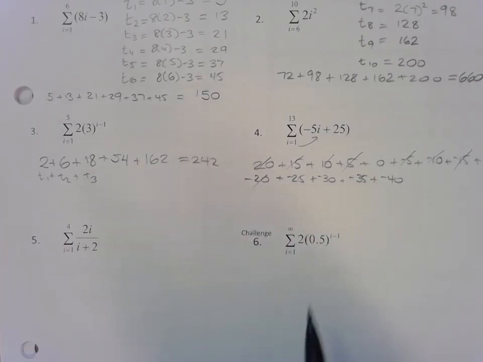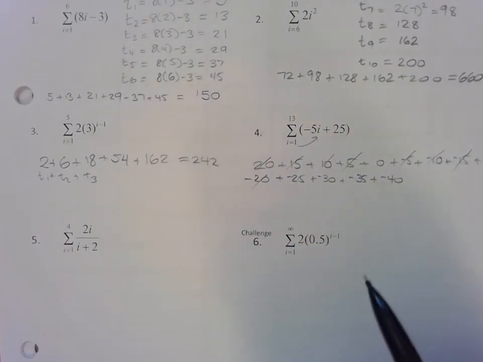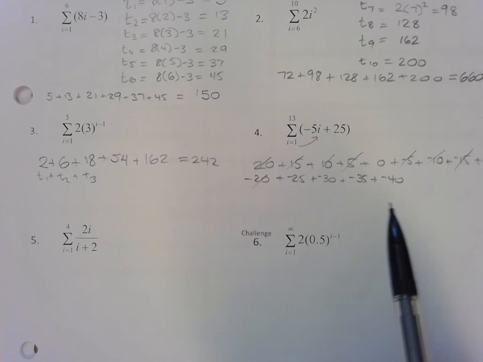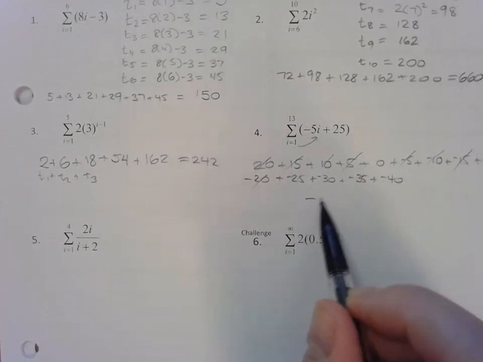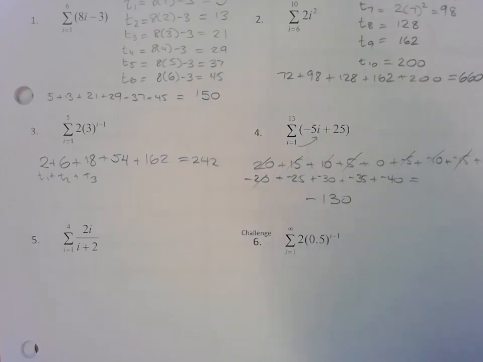Adding these 4 terms that didn't cross out and cancel out gives me a value for my series, and that value is, let's see, we got negative 130 is what I think I found. So that evaluated series is negative 130. Getting close to the end for number 5.